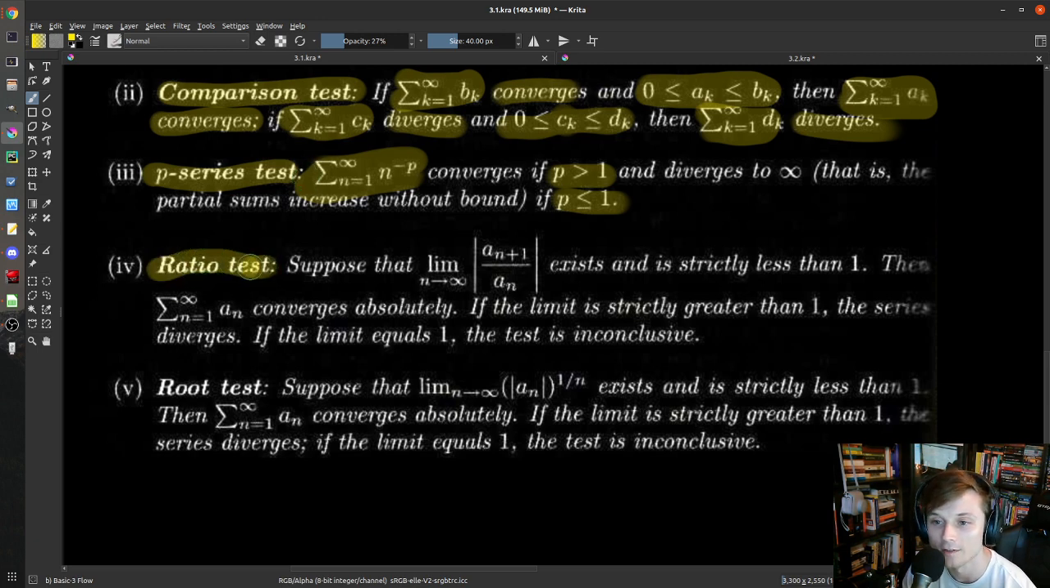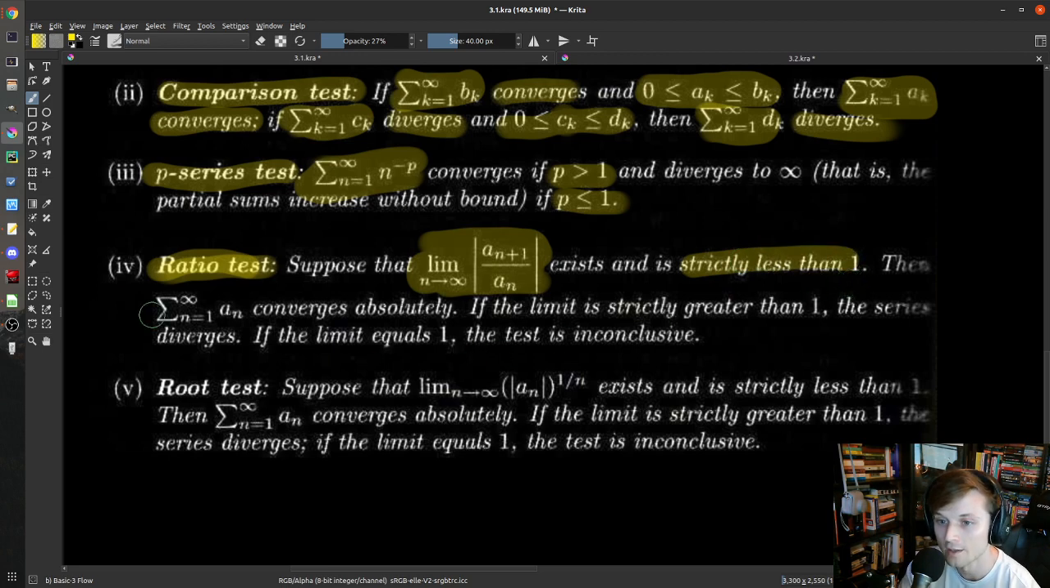The ratio test is another classic one. So in this case, we look at the ratio in modulus of successive terms in your series, so a_{n+1} over a_n in modulus, and you take the limit of this. If this exists and is strictly less than 1, then the series, the sum from n equals 1 to infinity of a_n, converges absolutely. That's a big old deal. The absolute piece is nice. If the limit is strictly greater than 1, the series diverges, and if the limit is equal to 1, it's inconclusive. You can't say anything. You have to use something else.